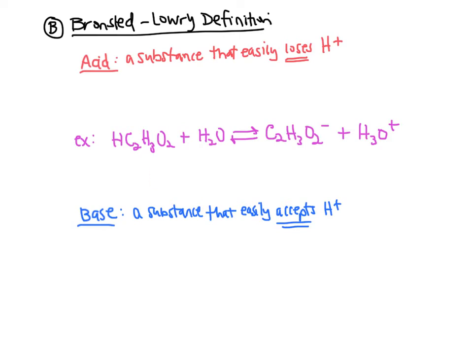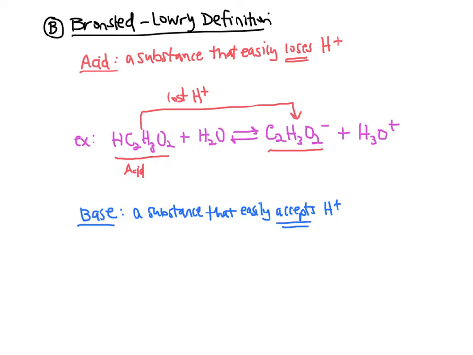So in this example that I've written, you've got here acetic acid, and when you put it with another substance, in this case that substance happens to be water, it becomes an acetate ion. So you can see that as it goes from here to here, it's lost a hydrogen ion. So that makes that your acid.